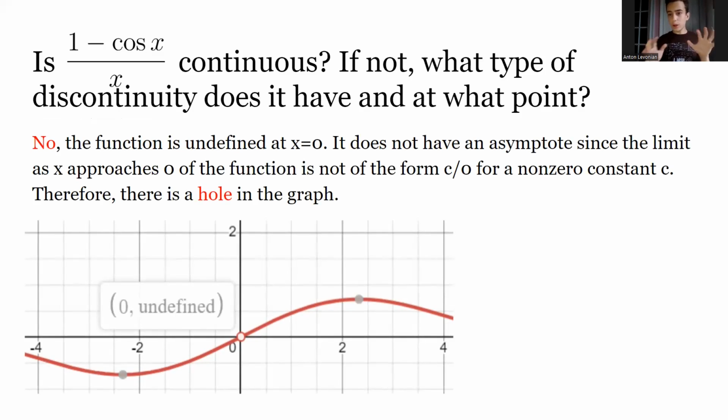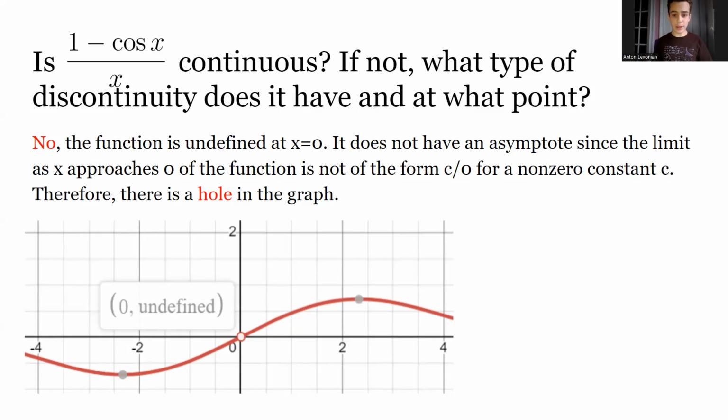So notice that when we plug x equals 0 into the function, we get 1 minus cosine of 0, which is 1 minus 1, which is 0. And then we divide that by 0. So at x equals 0, this behaves really weirdly. So it's definitely not defined at x equals 0. So it's not continuous, definitely. And it also doesn't have an asymptote.